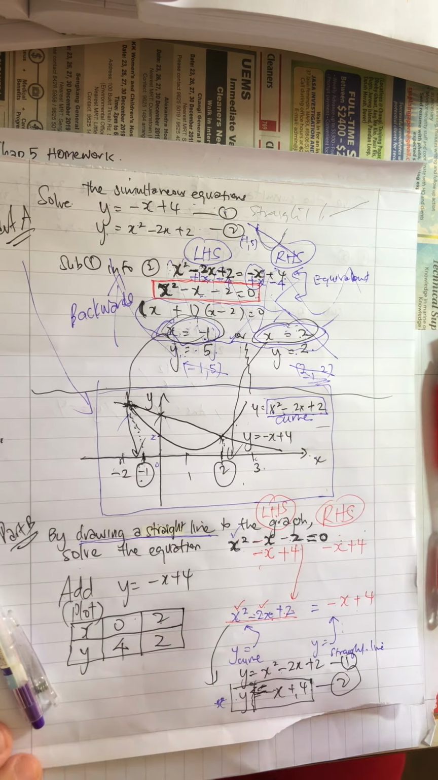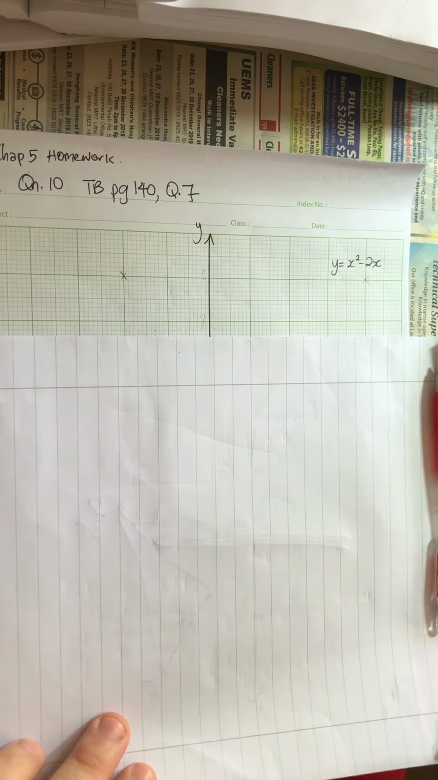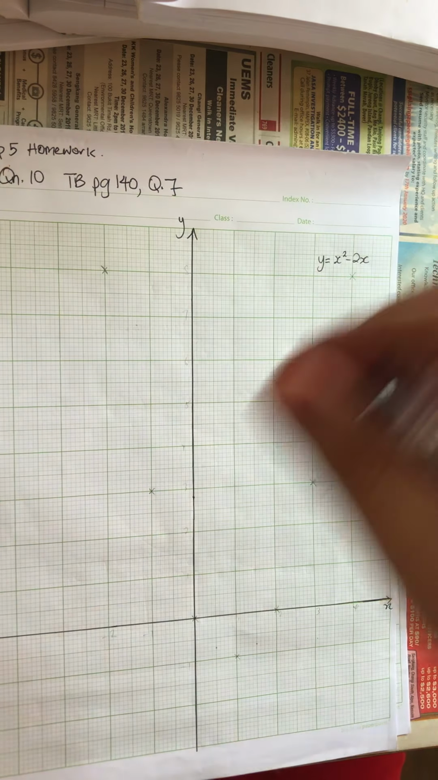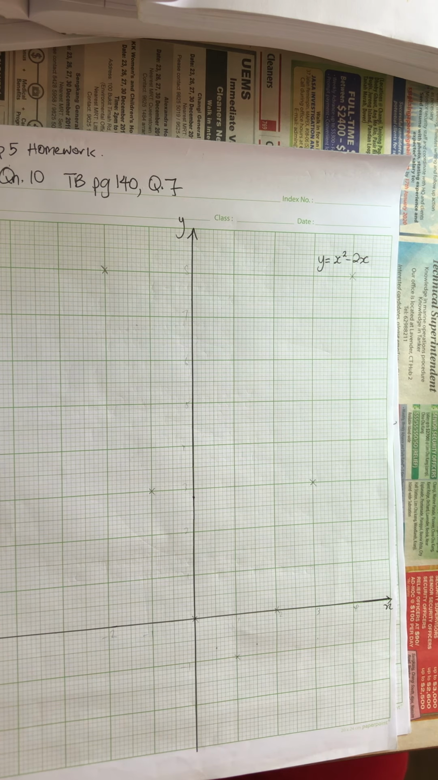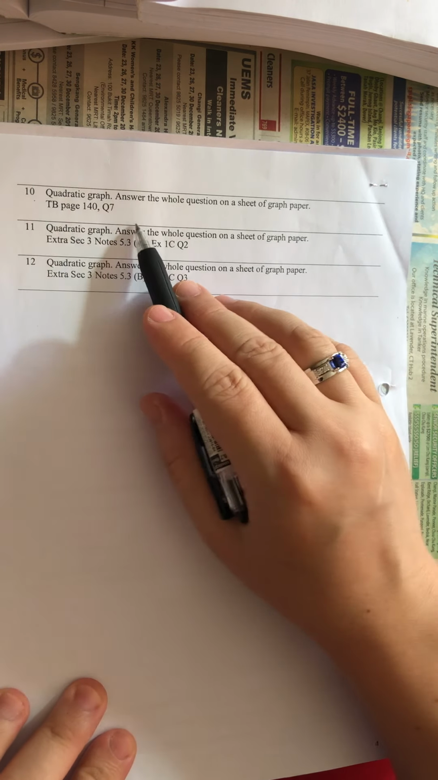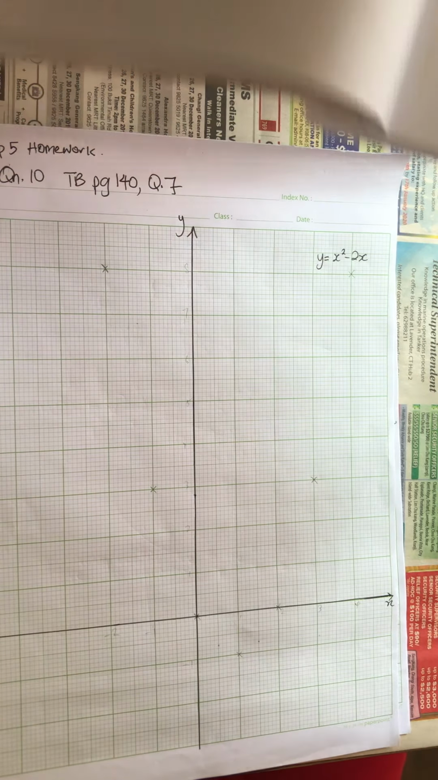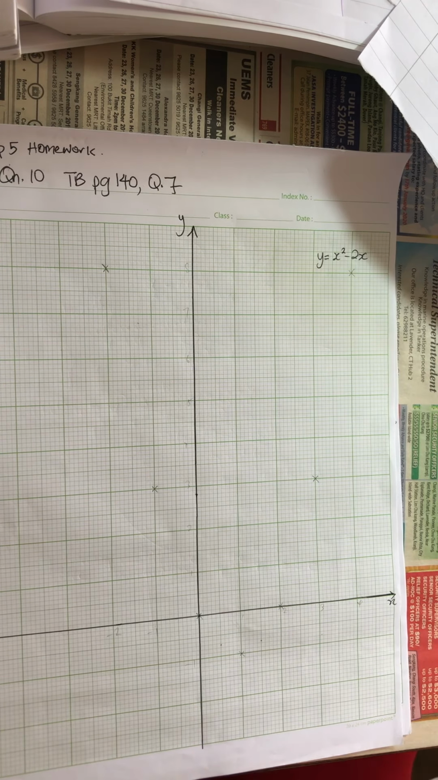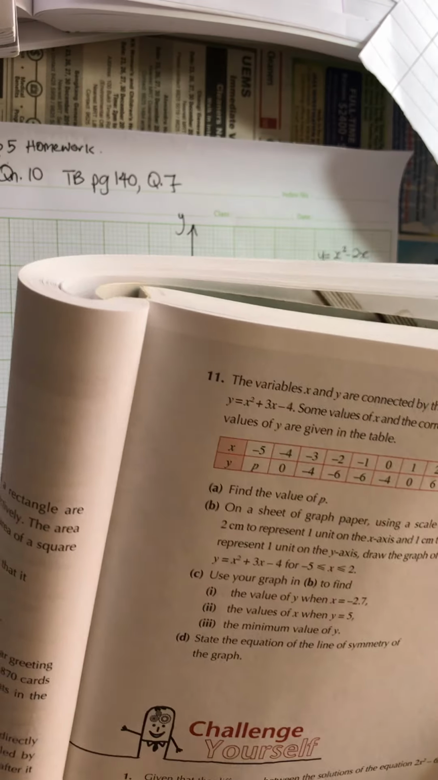I know it's a bit complicated for some of you, but never mind. We will do the question and then hopefully you understand better. Now the first question we are going to do is your homework question number 10. It's found on page 140, question 7, which is this one.